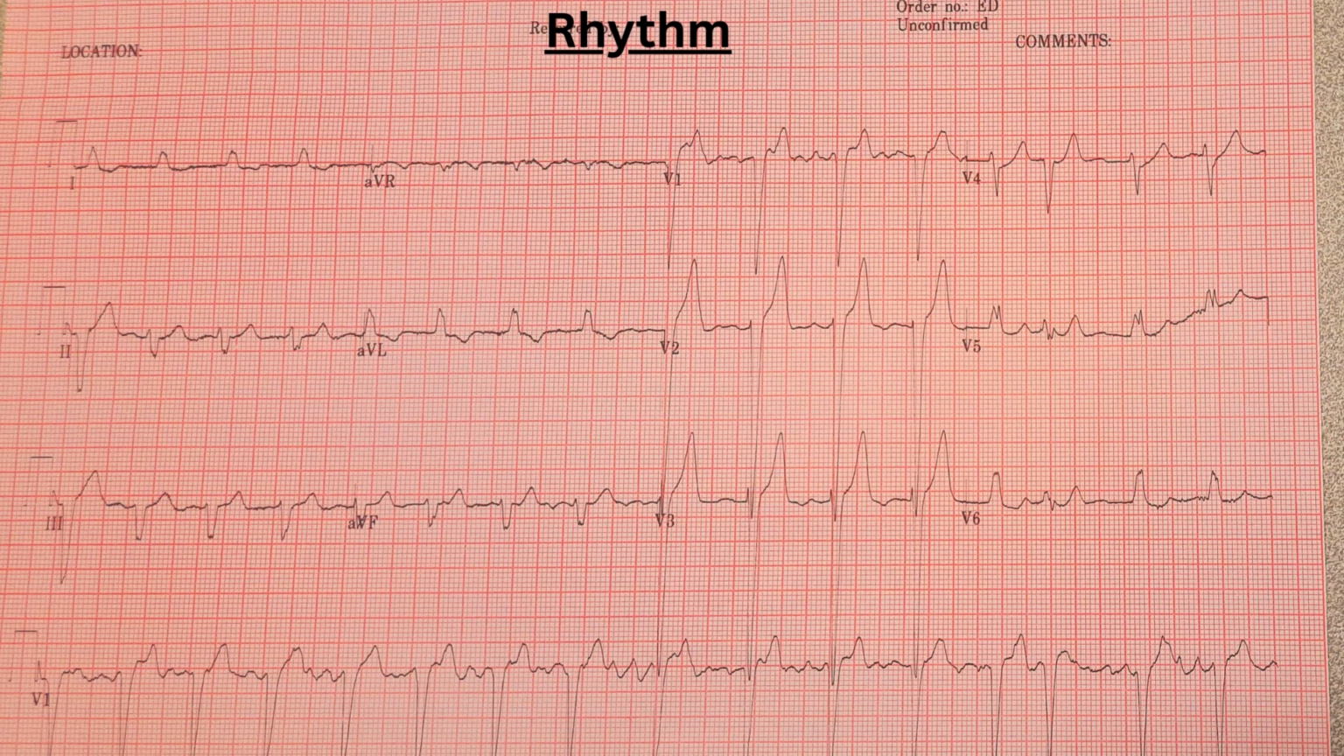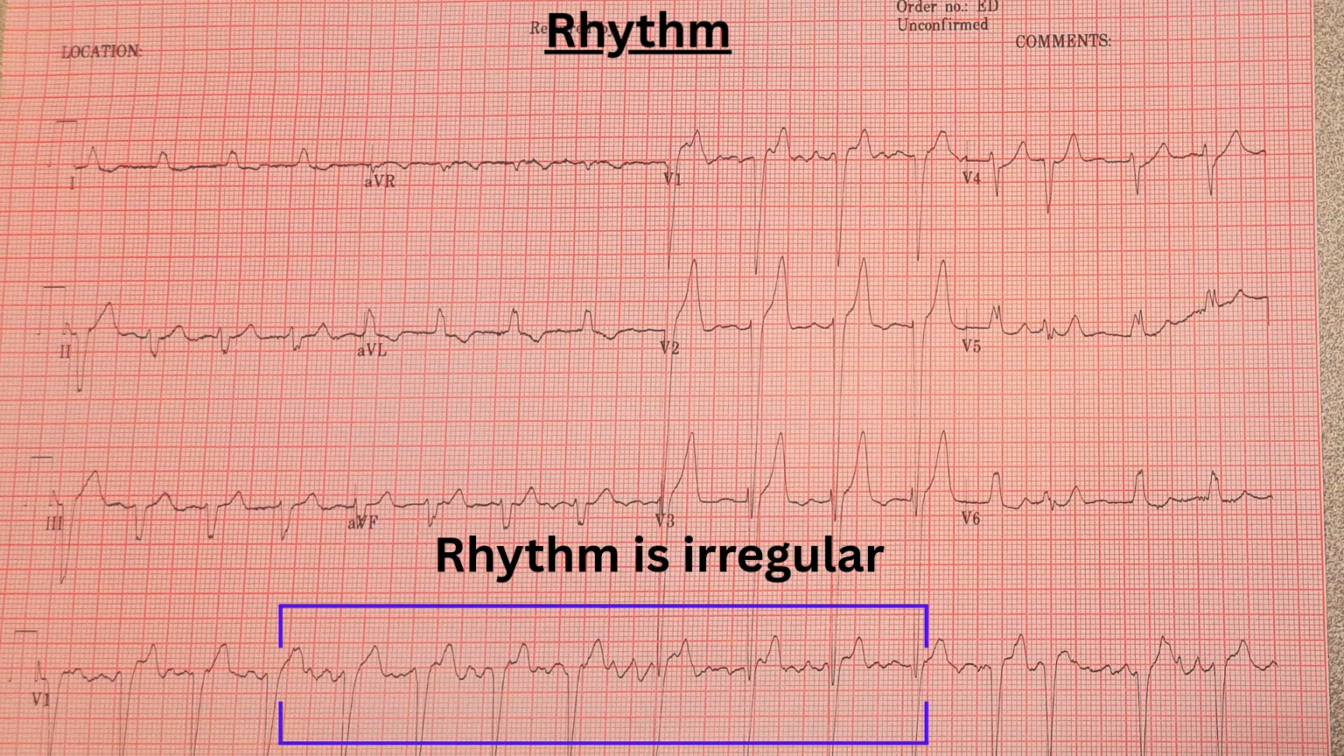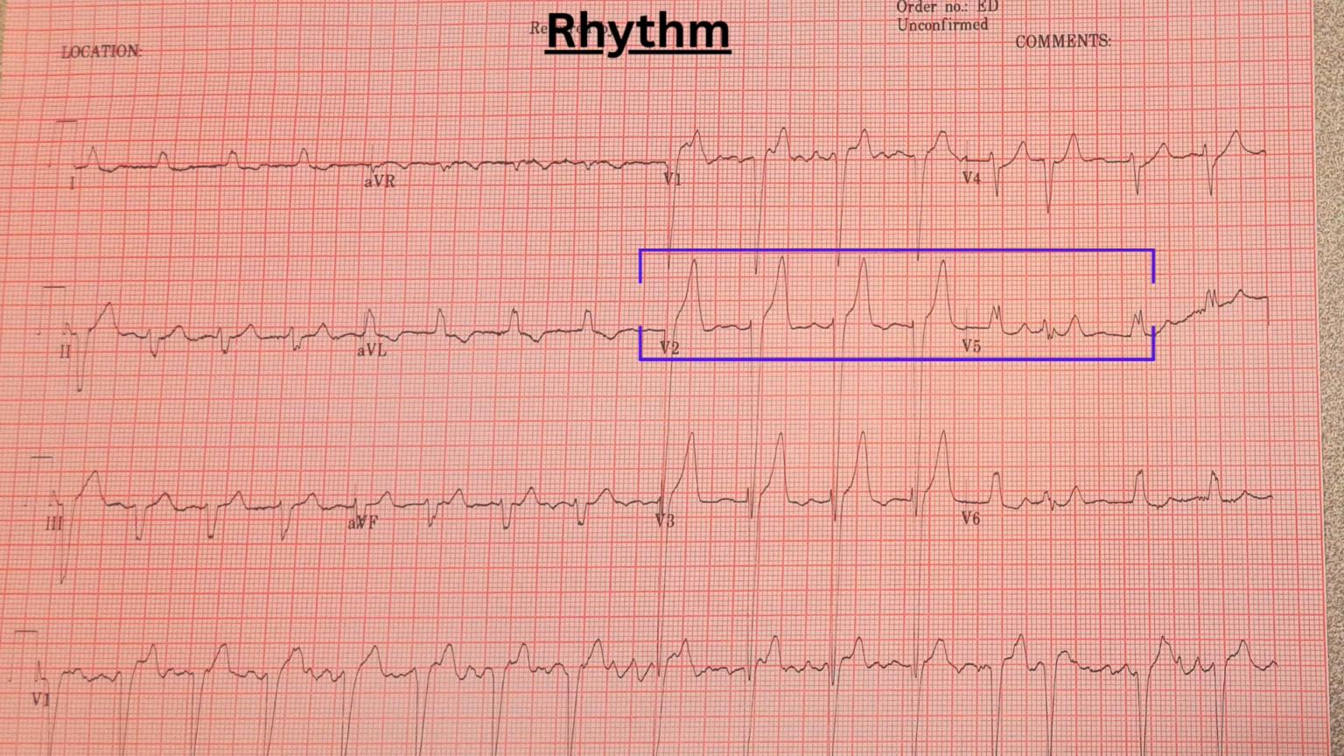The second step is finding out the rhythm. On closer inspection of the rhythm strip, a sawtooth pattern can be appreciated, which is characteristic of atrial flutter. In some leads, it appears as if P waves are visible, although they are not consistent. Overall, the findings suggest a combination of atrial fibrillation and atrial flutter, as these two arrhythmias may coexist.